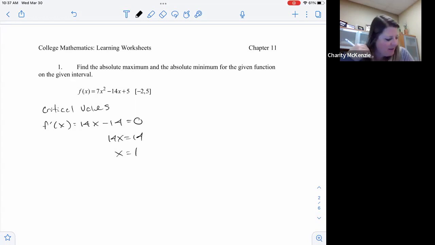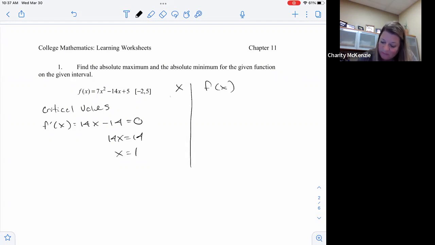Now, I am a little lazy. I don't want to do increasing, decreasing, and all of that, and do a sign chart to see if it's going from positive to negative. So what I'm going to do from here is I'm going to make a chart that has our x values and our function values. So bear with me for a sec. We know our critical value at 1, and we have 2 endpoints, -2 and 5.